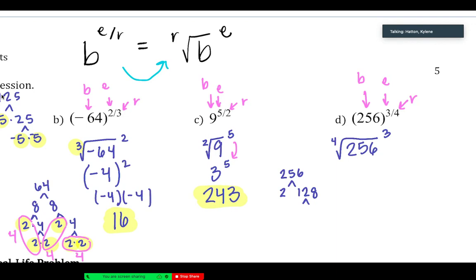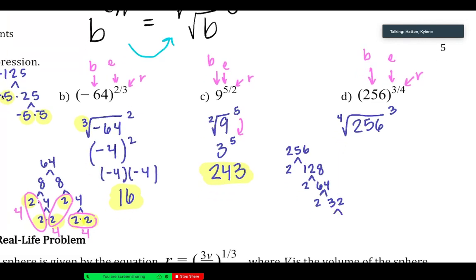And then 128 can break down into 2 and 64. And then 64 can break down into 2 and 32. And then 32 can break down into 2 and 16. I told you it'd be a big one. And then 16 can break down into 2 times 8. 8 can break down into 2 times 4. And then 4 can break down into 2 times 2.